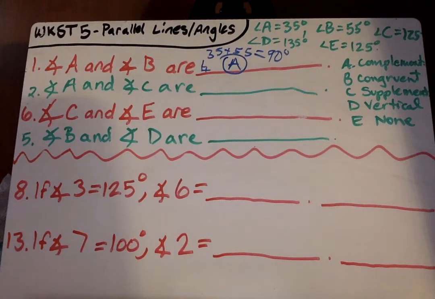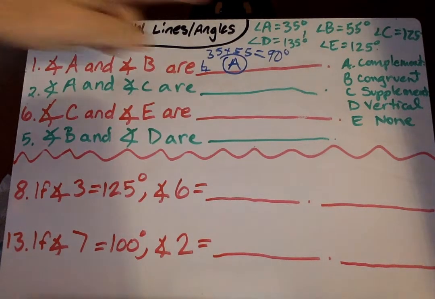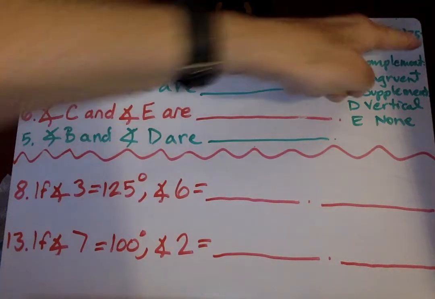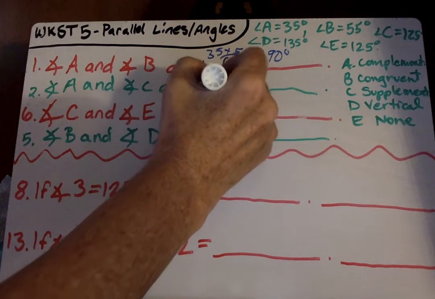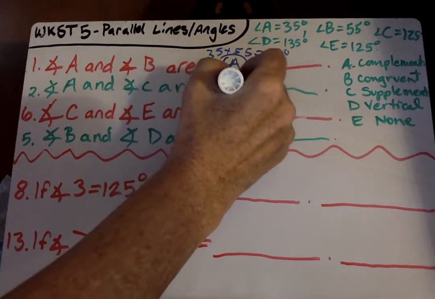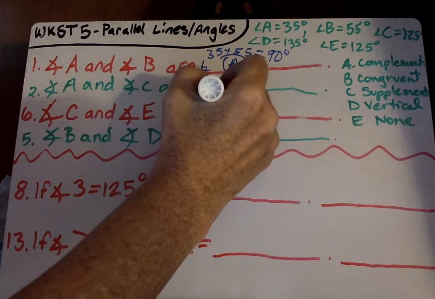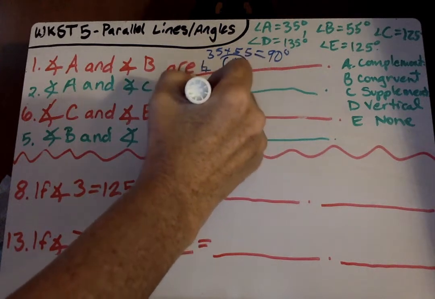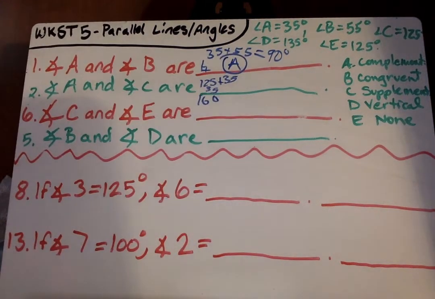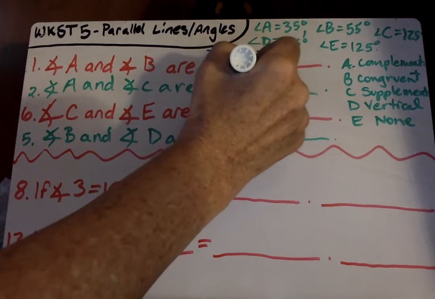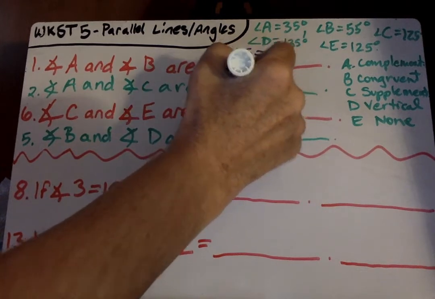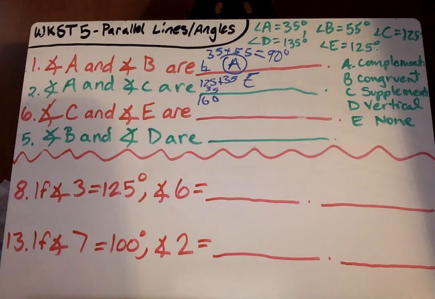Number 2, angle A and angle C. A is 35, C is 125. If I go 125 and 35, that equals 160, which is basically nothing. So we put E. There's no relationship there. Since we don't have a drawing, we don't know if they're vertical. Well, they couldn't be vertical because they're not congruent, so it's E.